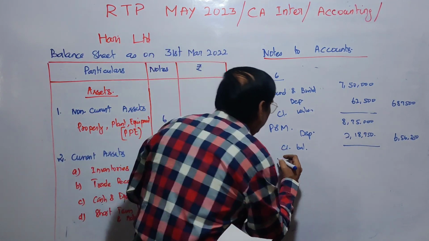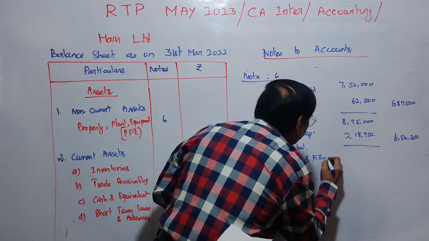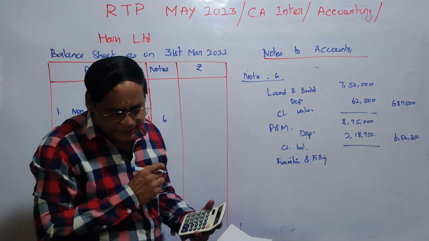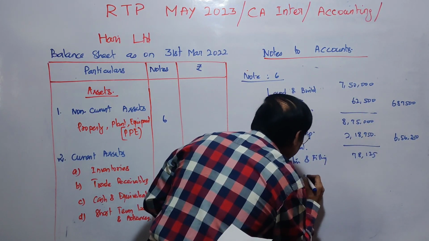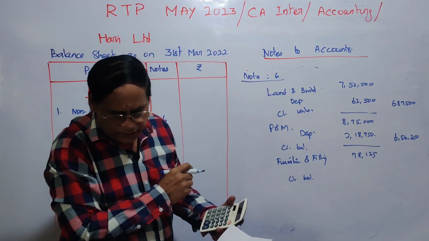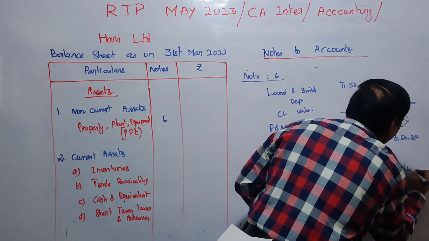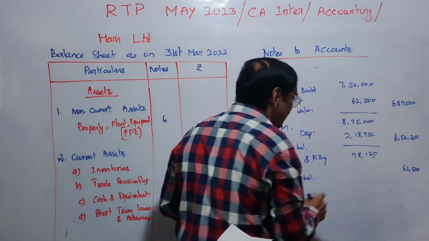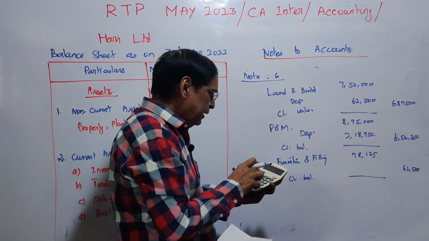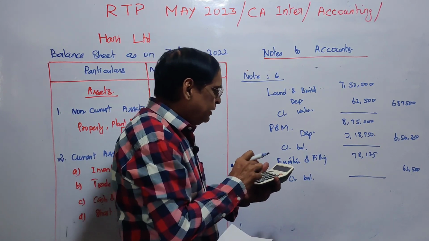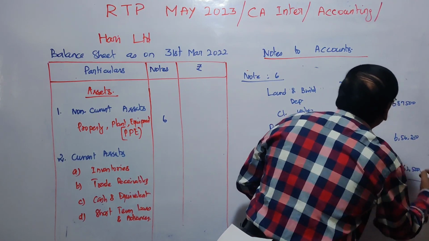And then furniture and fixtures. Furniture and fittings, how much? The opening balance is 78,125. The closing balance is given as 62,500. We have to bring it in the balance sheet. So depreciation should be 78,125 minus 62,500, that is 15,625.